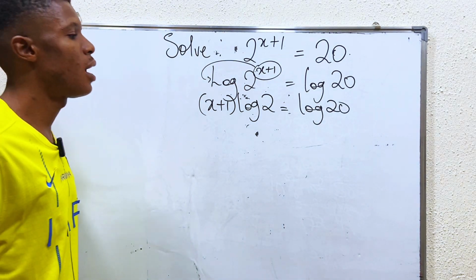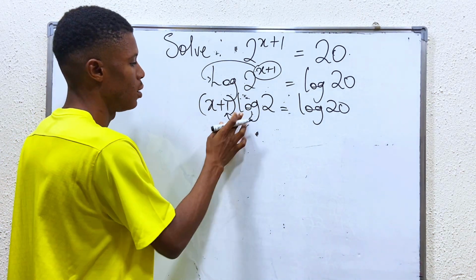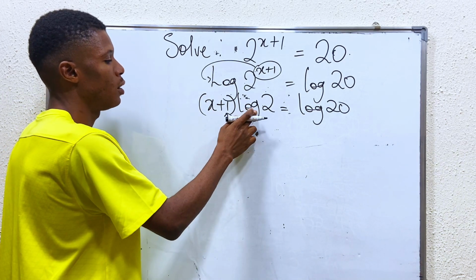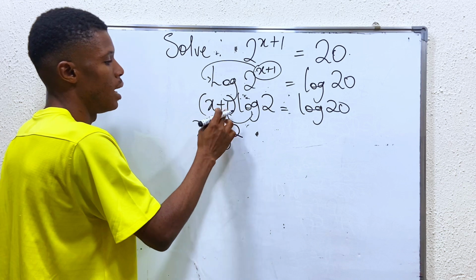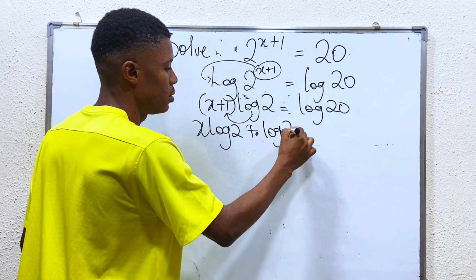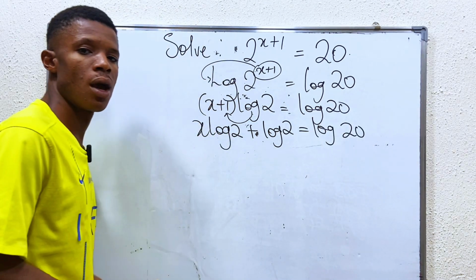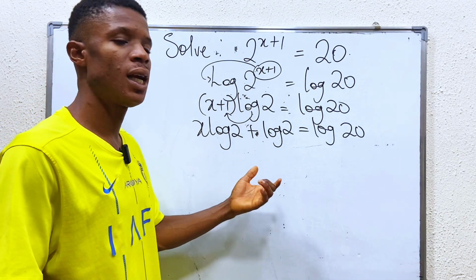So if you have this now, you can see we use log 2 to open the bracket. Log 2 will times 1 and log 2 will times x. So what do we have? Log 2 times x is x log 2, and log 2 times 1 is plus log 2, and that's equal to log 20. So since we have this, the next thing we do is to collect like terms.